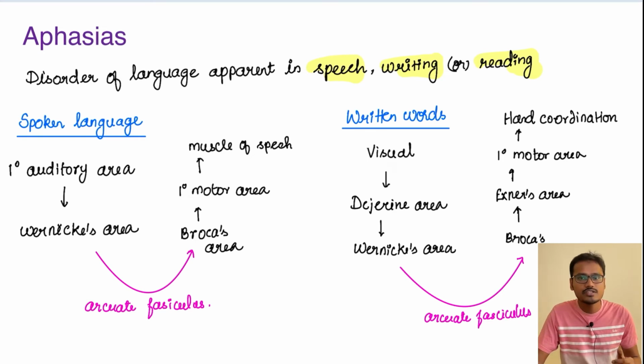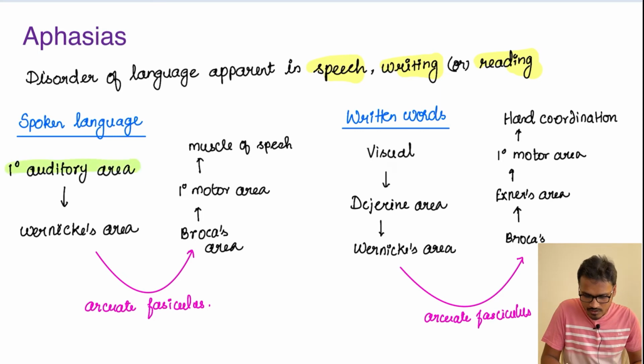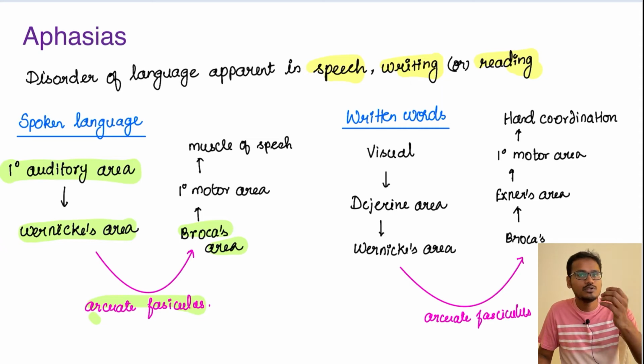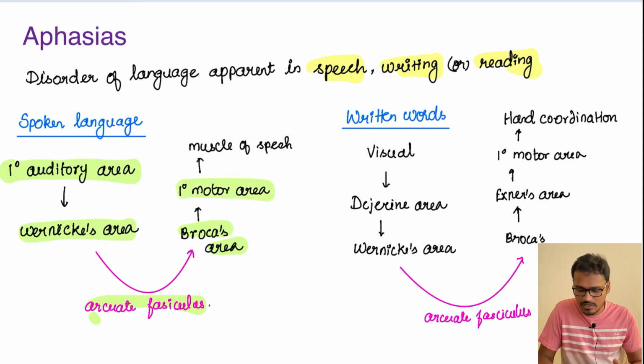For a spoken language to be understood, first I have to hear it. So the primary auditory cortex will hear it. Then it will send it to Wernicke's area for understanding. Then Wernicke's area, through the arcuate fasciculus, will communicate with Broca's area. And with the help of Broca's area, if I ask you a question, you will be able to answer it back. So with the help of Broca's area, it will go to the primary motor area of speech. Then finally the muscles of speech will be activated and they will be able to produce the words.